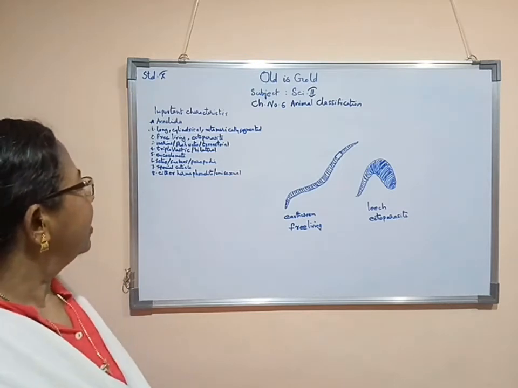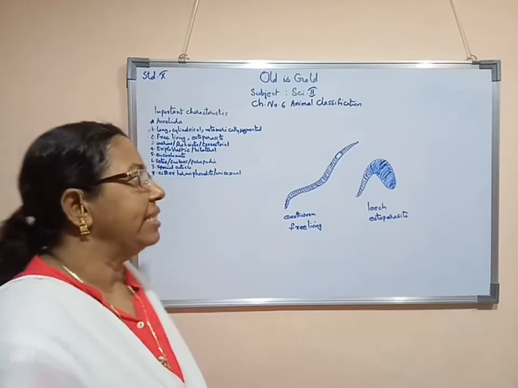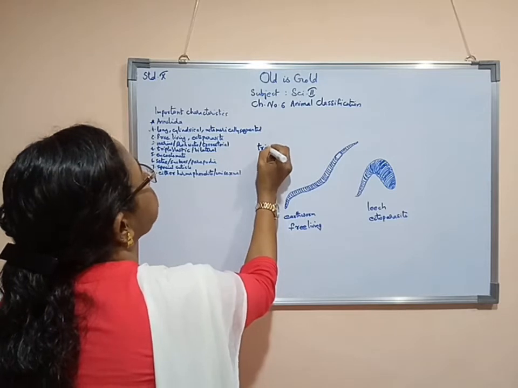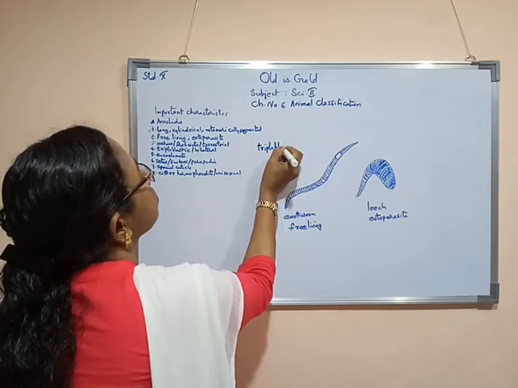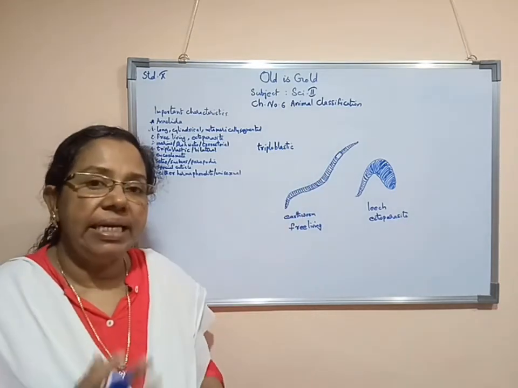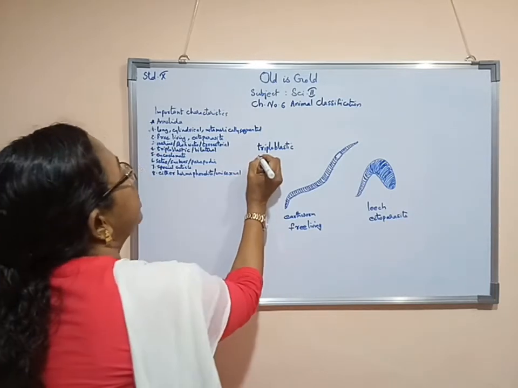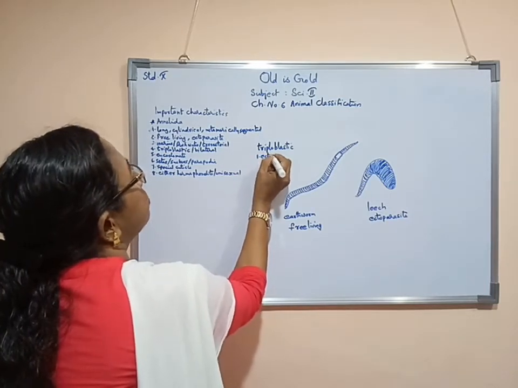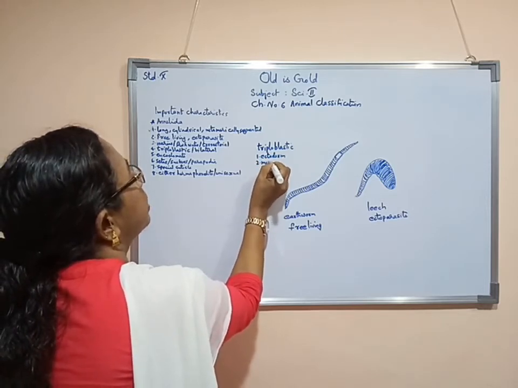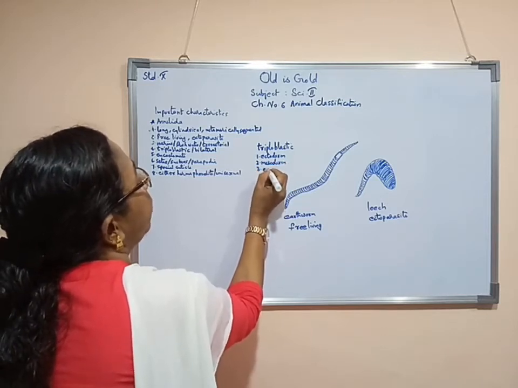Then their body wall has 3 layers. We can say they are triploblastic. Their body has 3 layers, so we can say that they are triploblastic. First layer is known as ectoderm. Second layer is known as mesoderm. Third layer is known as endoderm.